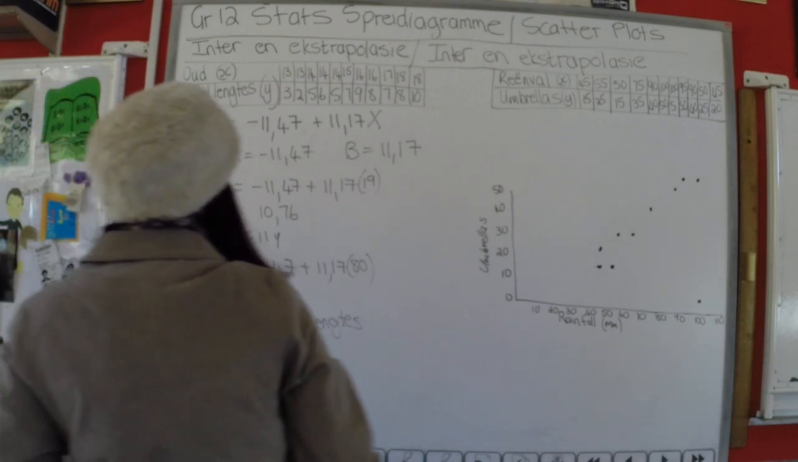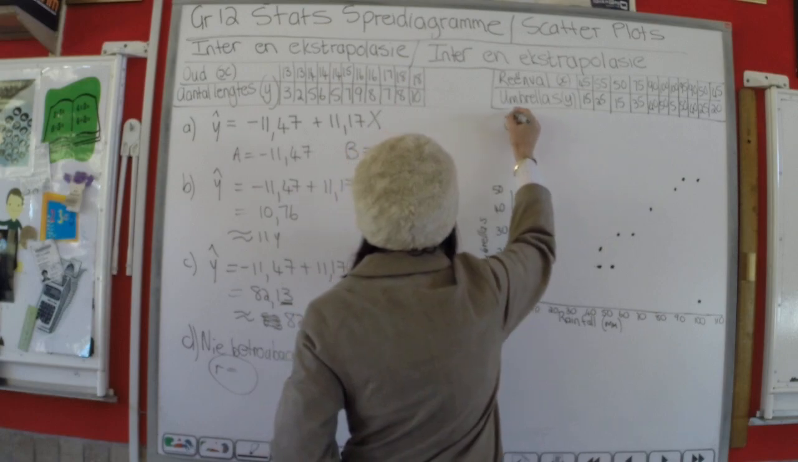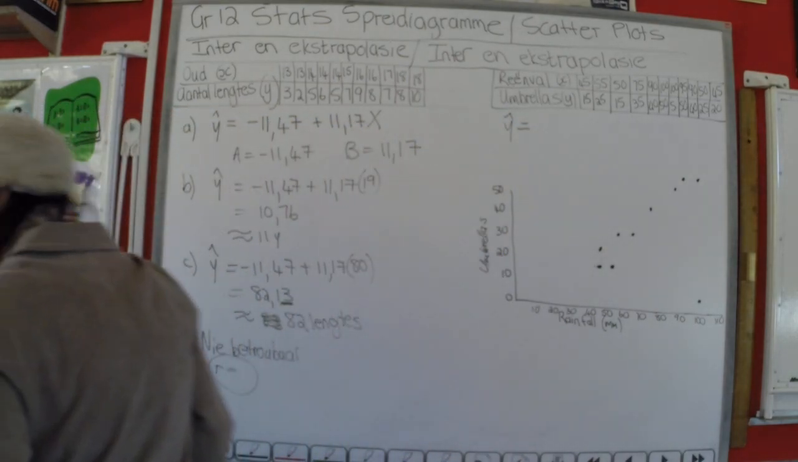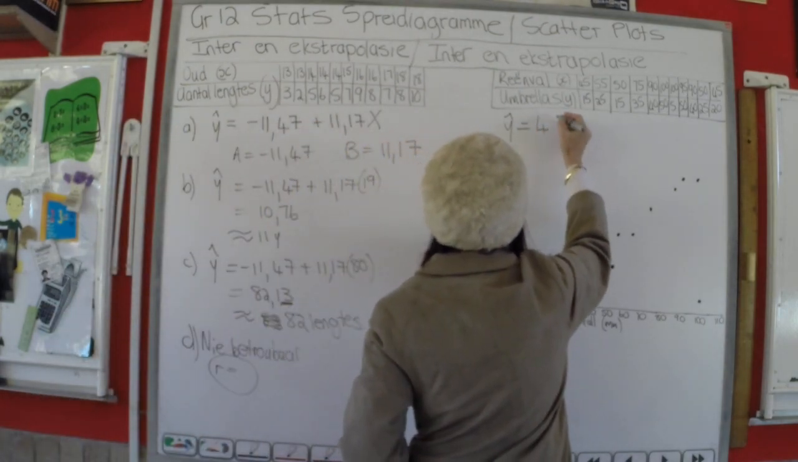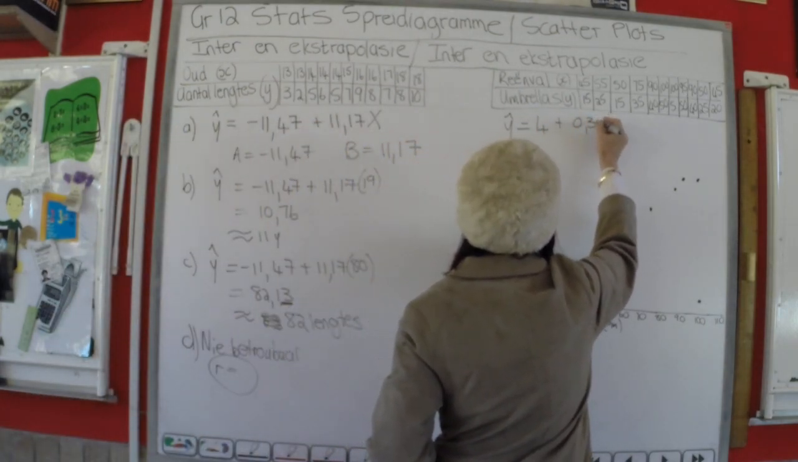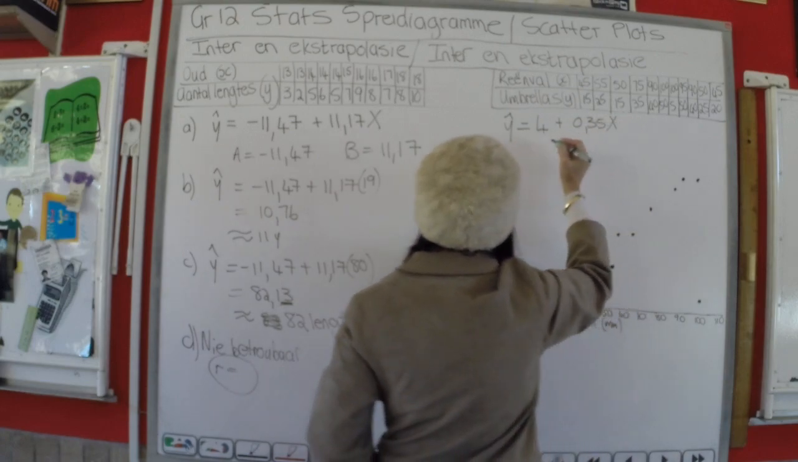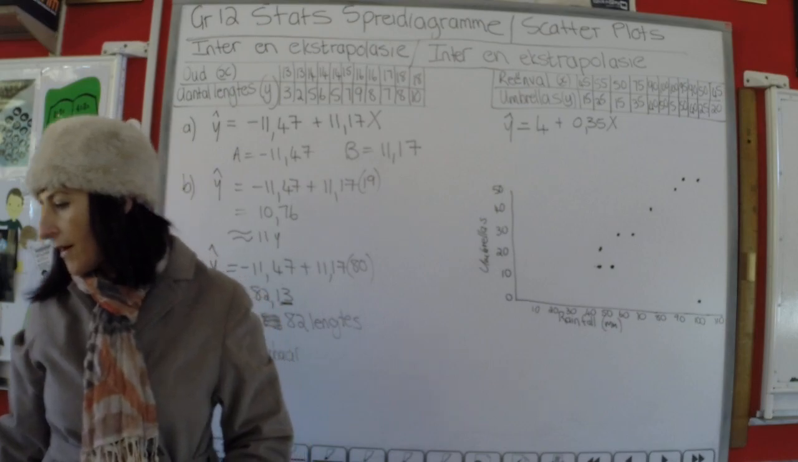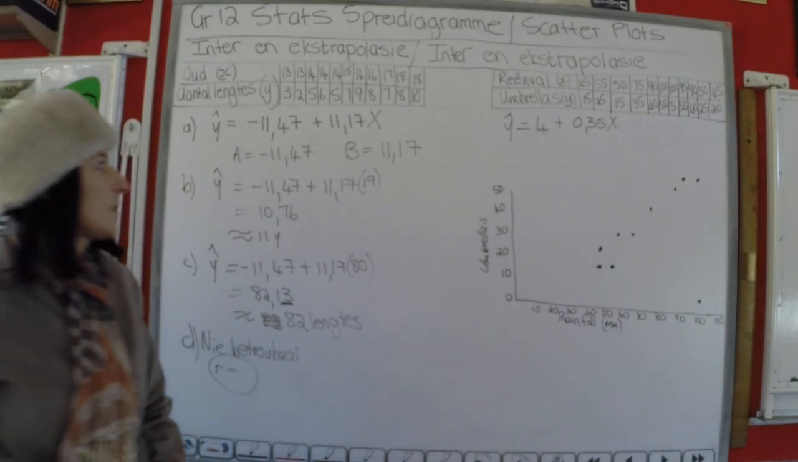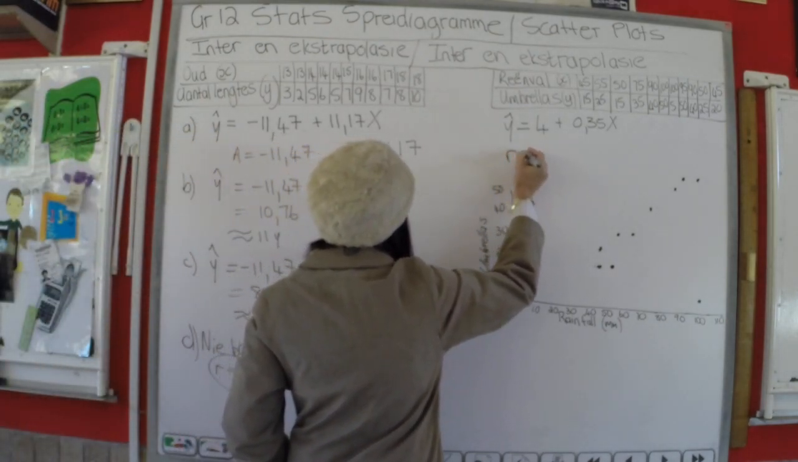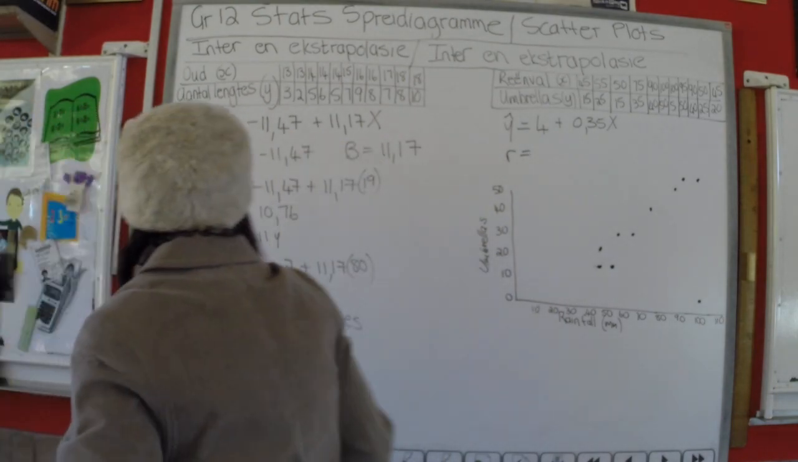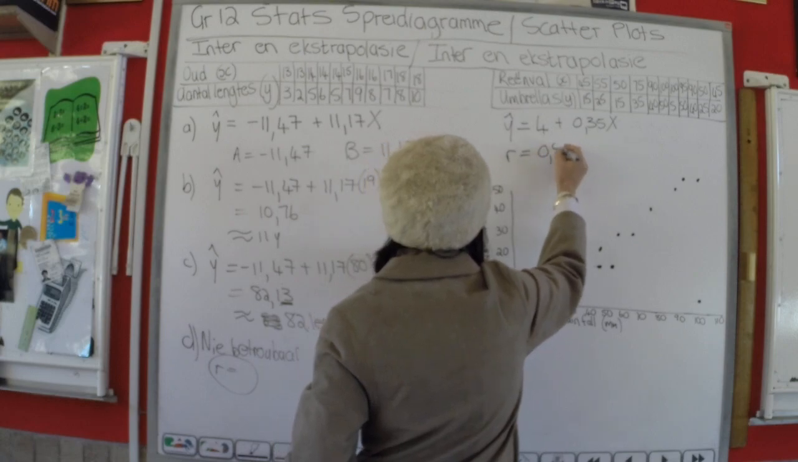regressielyn en hy is gelyk aan, put that into your calculator and then you're supposed to get 4 plus 0.35x. A value equals 4 and the B value equals 0.35. Volgende vraag is, wat is die korrelasiekoëffisiënt? Dan gaan jy vir R uitwerk, the correlation coefficient for that one is 0.54.